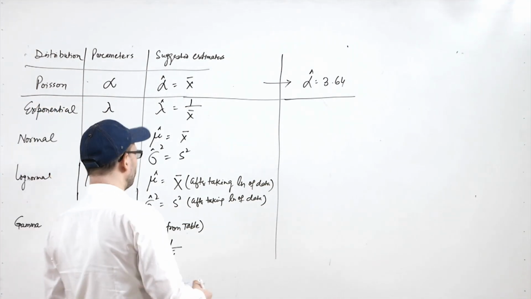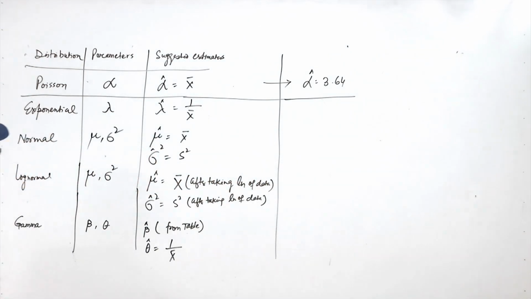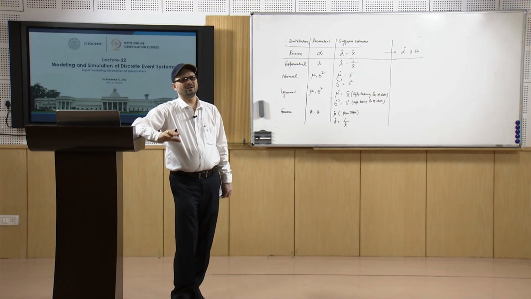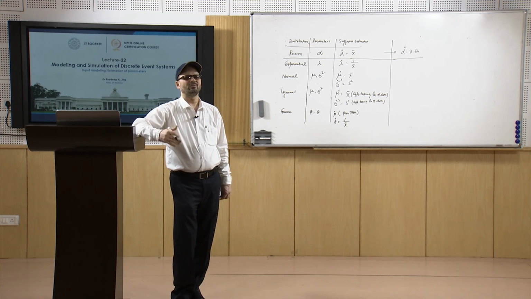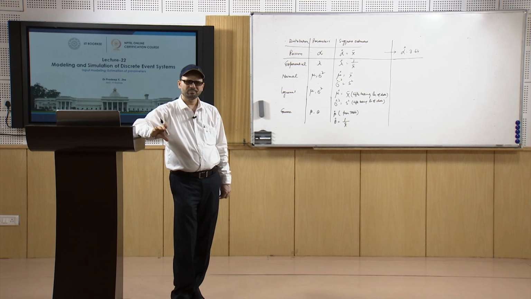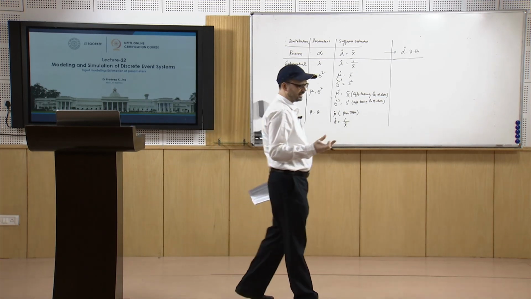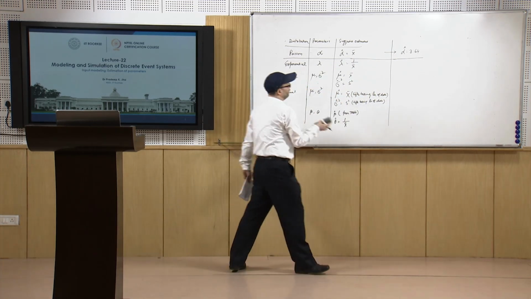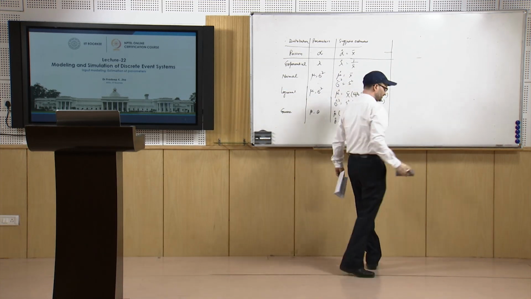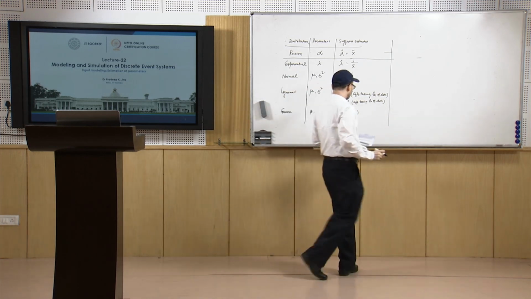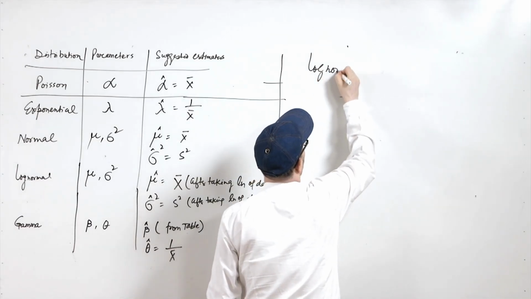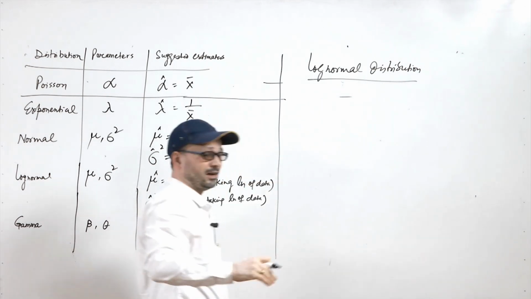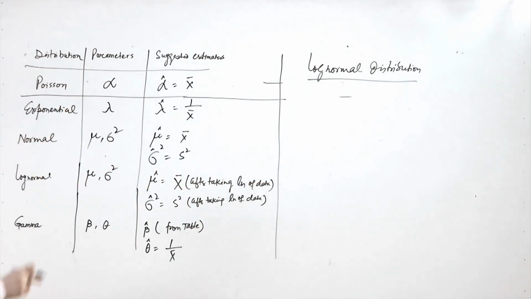Now, let us take the example of log normal. In the normal case, you have the data, you can get the sample mean by taking the mean of the sample data, and then once you know the mean, you can use it for getting the sample variance. Now, let us see other types of distribution functions. Suppose we take the log normal distribution and we are given some data. Then how do we compute the suggested estimators for log normal?